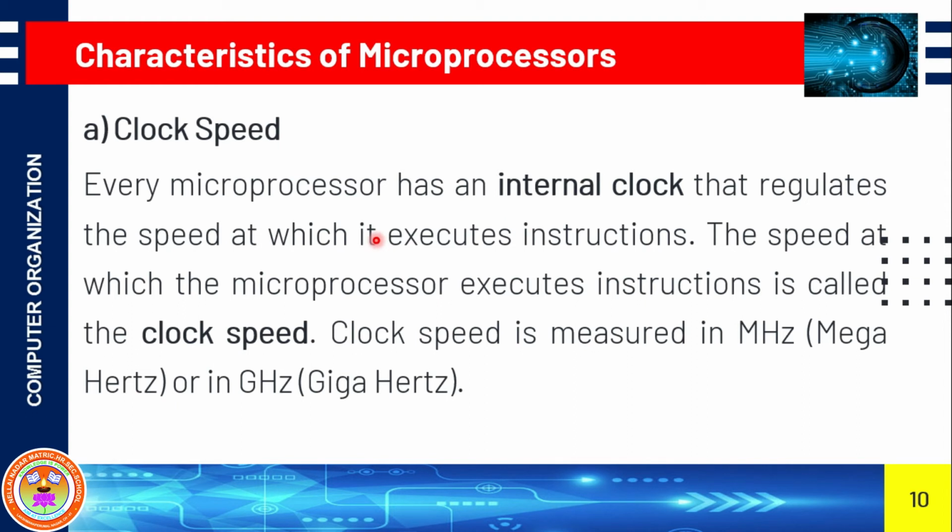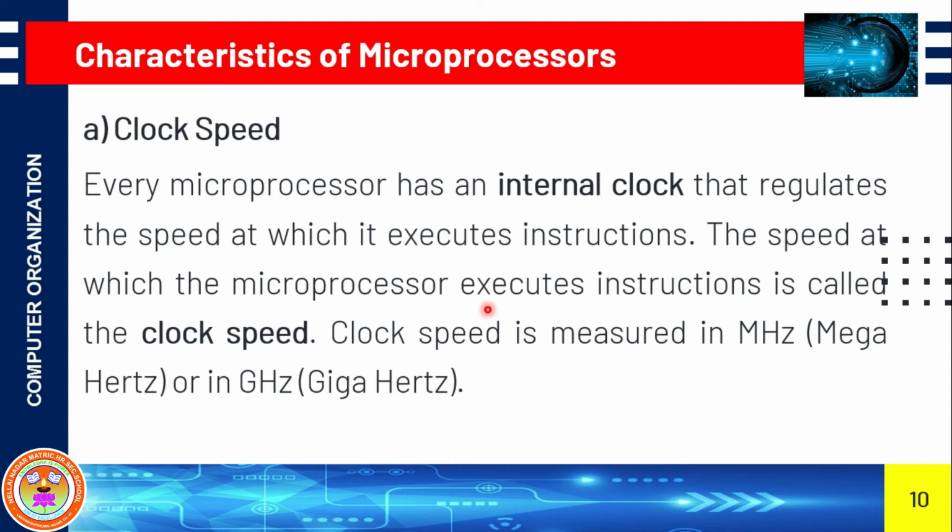It should regulate and maintain the speed at which instructions are executed. The speed at which the microprocessor executes instructions is called clock speed. So what is clock speed? That is nothing but the speed at which the microprocessor executes the instruction. In how much time will it perform any action or execute any instruction inside the microprocessor? That is clock speed. This clock speed is measured in megahertz or gigahertz.